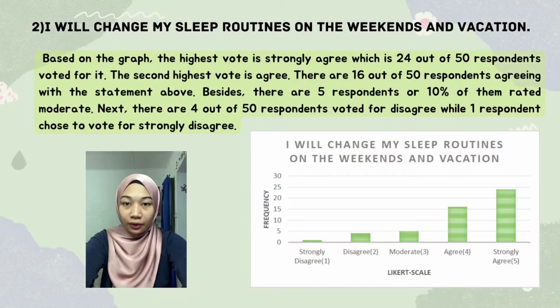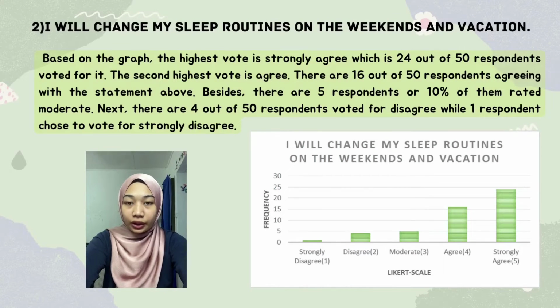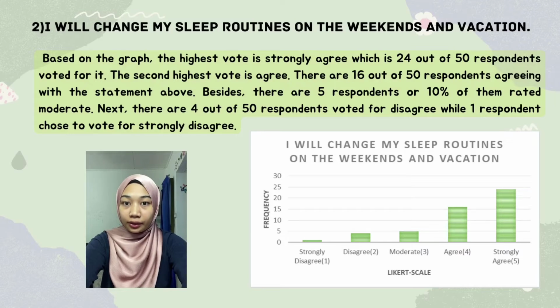For question 2, I will change my sleep routines on the weekend and vacation. Based on the graph, the highest vote is strongly agree, which is 24 out of 50 respondents. The second highest vote is agree, with 16 out of 50 respondents agreeing with the statement above. Besides, there are 5 respondents or 10% of them who rated moderate. Next, 4 out of 50 respondents voted for disagree, while 1 respondent chose strongly disagree.